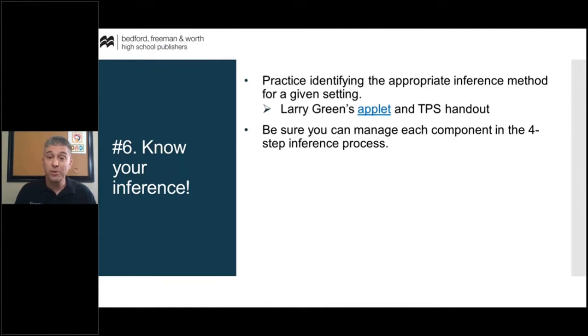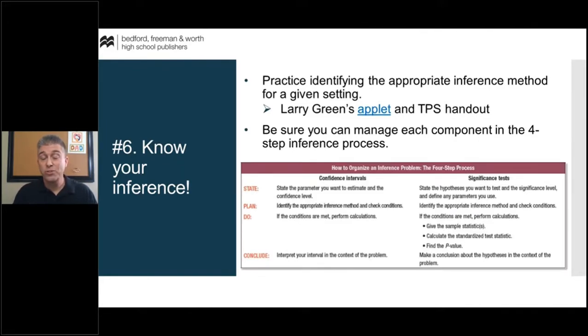But it's certainly possible that they could ask you to check the conditions, or state some hypotheses, or make a conclusion, or interpret a confidence interval in context. So it's unclear whether you'll have to do the 4-step process from scratch, but it's almost a guarantee that you're going to have to do at least some parts of that process somewhere in the 2 questions on this year's AP exam. Here's a reminder of what those 4 steps are, both for confidence intervals and significance tests. If you use The Practice of Statistics, these 4 steps, the state, plan, do, conclude, should be very familiar to you by now.